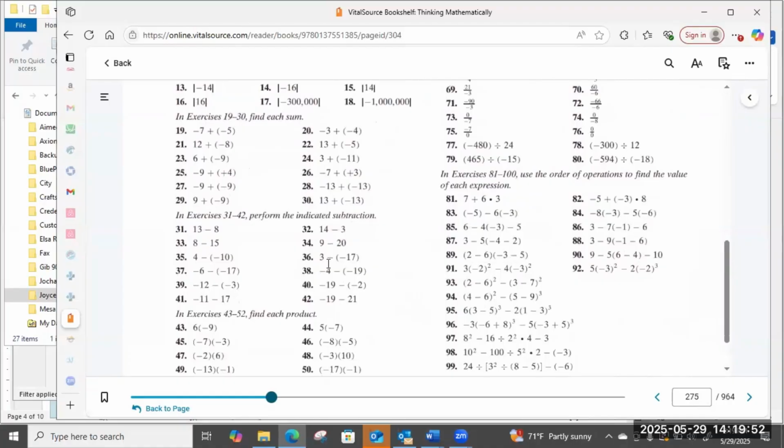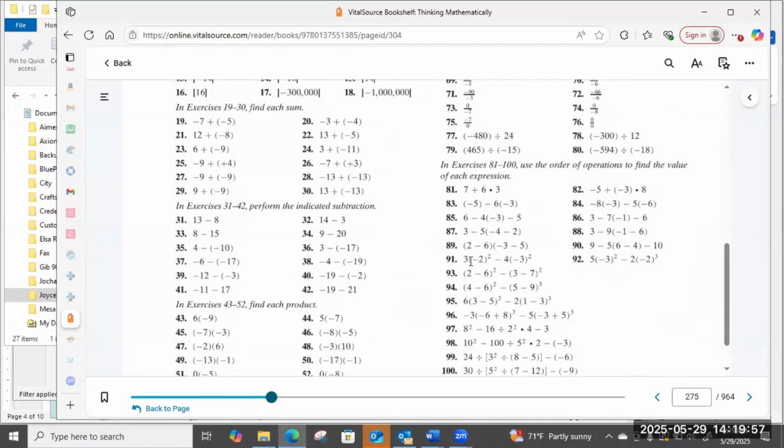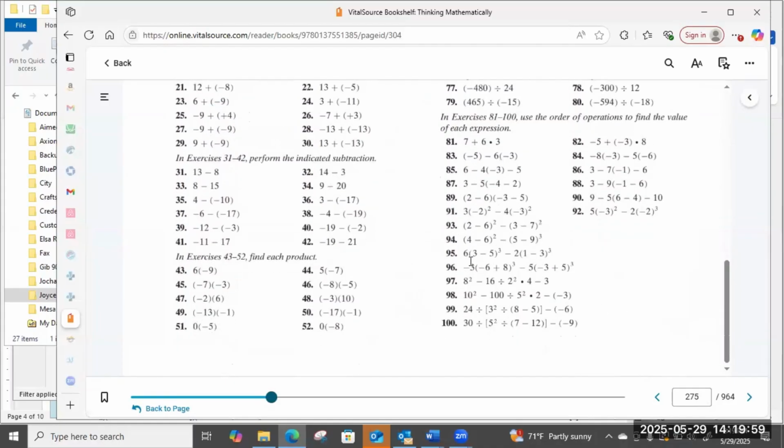Let's see. So we did the addition and subtraction. So what I wanted to do is a couple more of these order of operations questions. And let's do one that has an exponent thrown in there. Let's see. How about this one here? So I've got -3 minus 6 plus 8 cubed minus 5 minus 3 plus 5.